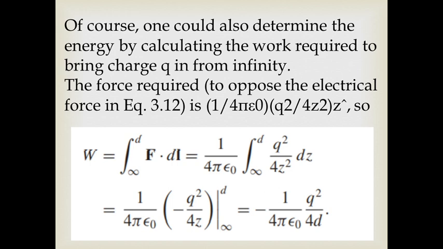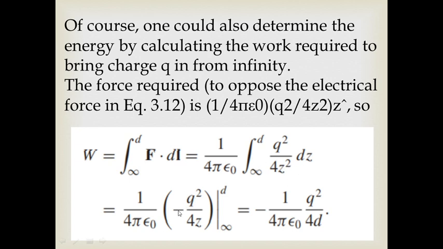Now what will the force be equal to? Already we have seen 1 upon 4 pi epsilon 0 q1 q2, that means q square upon, and the variable distance is going to be z here, so 4z square, dz. This integration will give you the amount of work done in bringing a point charge from infinite distance to a distance d. Now, in this integrand, q square upon 4 is a constant which can be taken outside, and what remains is the integration of 1 upon z square dz. What is the integration of 1 upon z square dz? It is nothing but minus 1 upon z.